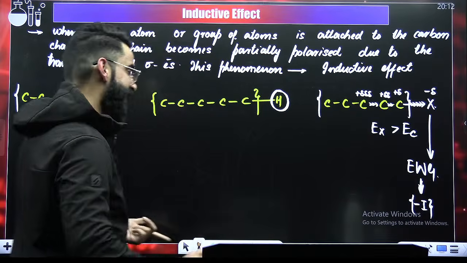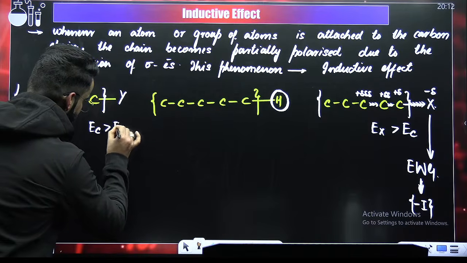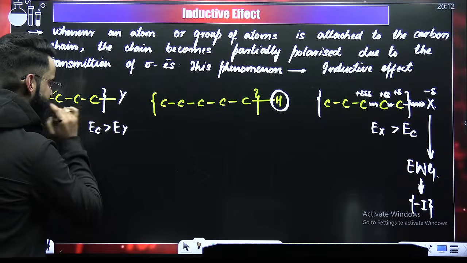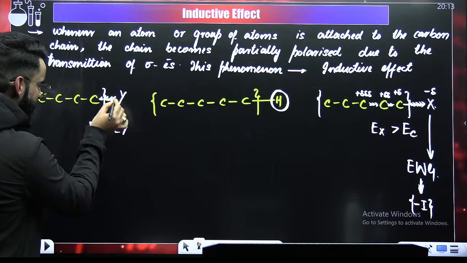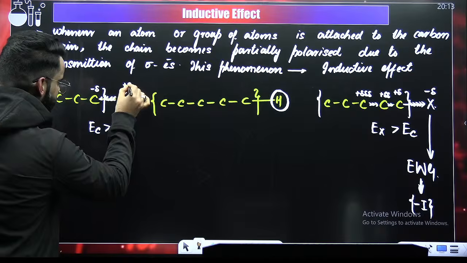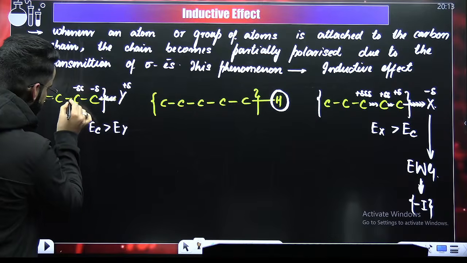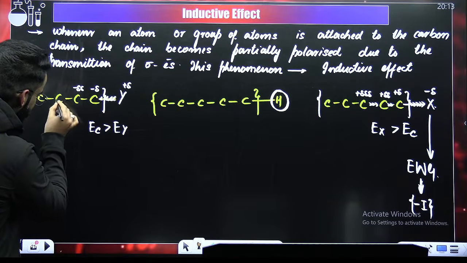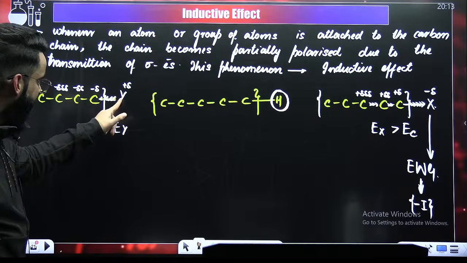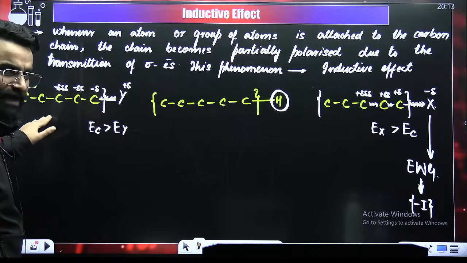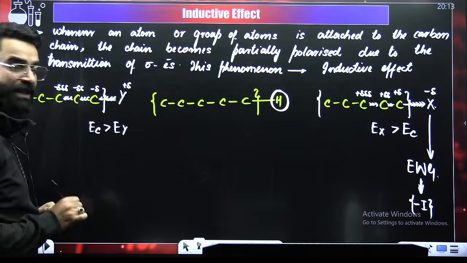Now similarly, guys, look at this particular case. Let's assume that the electronegativity of carbon is greater than that of Y. If so, what's going to happen? This carbon will attract the electron density towards itself, and this will get delta negative, this will get delta positive. Now this delta negative will repel this electron pair, and this carbon also gets delta negative. This delta negative will again repel this electron pair towards this particular carbon, which also gets delta negative, right? So when I attach an atom or group to the carbon chain, the chain gets partially polarized due to the transmission of sigma electrons. This phenomenon I'll be calling the inductive effect.